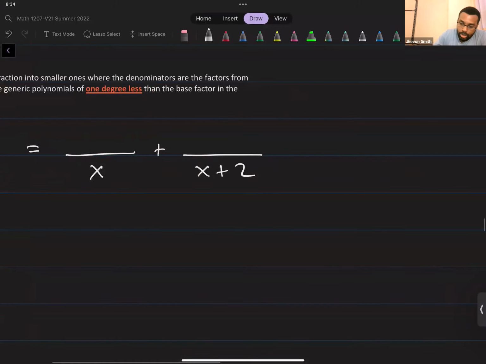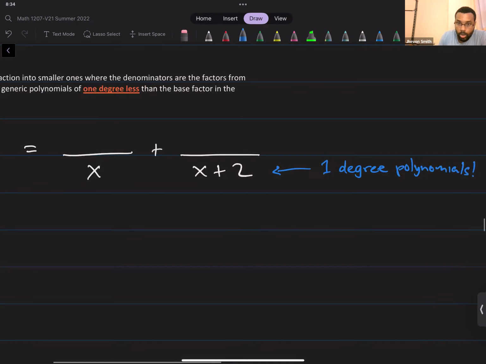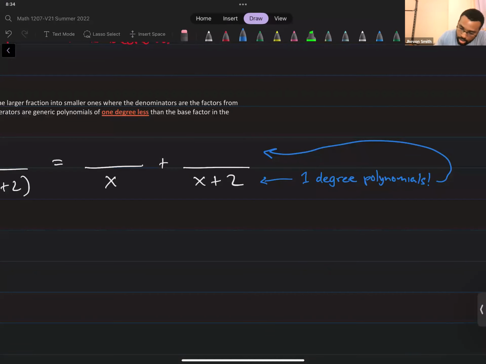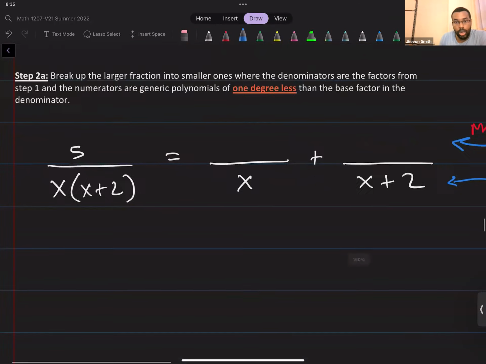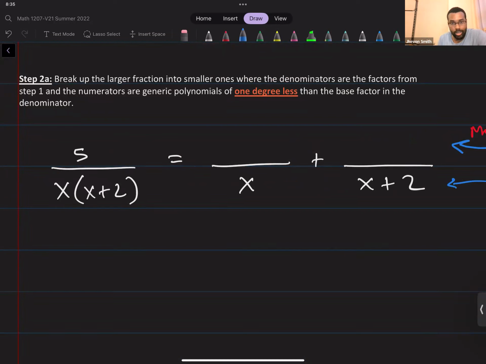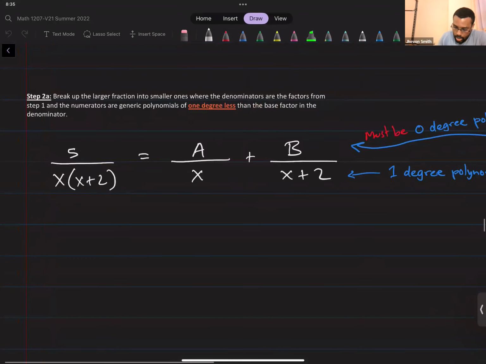Now, the denominators, these are 1 degree polynomials. Which means the numerator must be 0 degree polynomials. The numerator must be 1 degree less than the denominator. Okay. Now, a 0 degree polynomial is just a constant. So this basically means you're just going to write constants on top, A and B. Customarily, we use uppercase letters. That's just traditional. Okay. And the A and B are just constants now. So A and B are arbitrary constants.